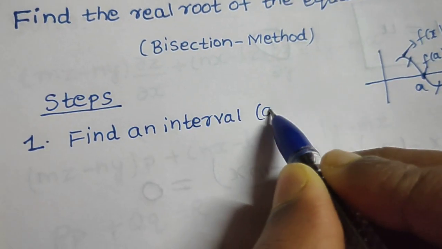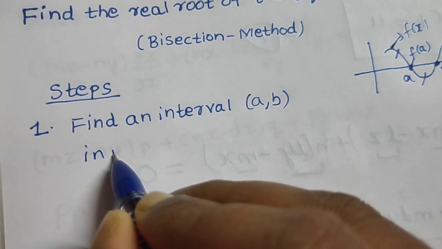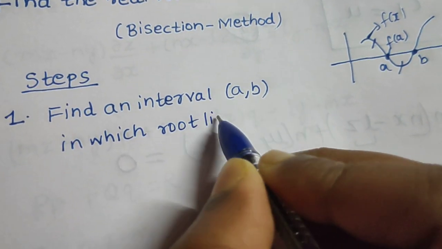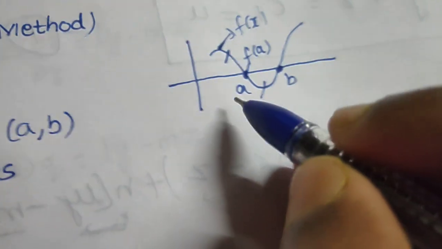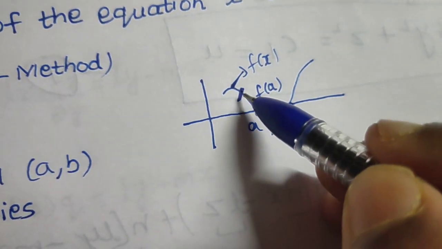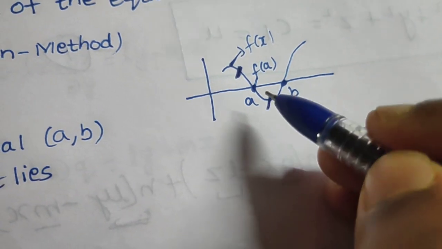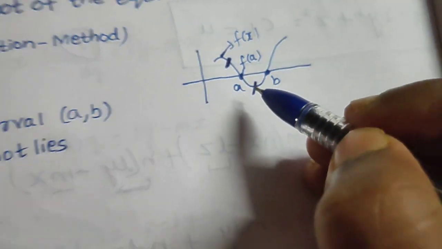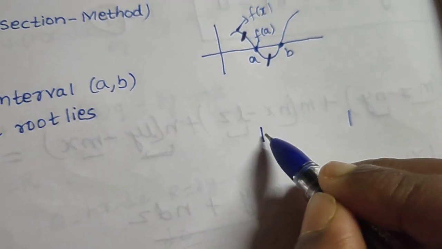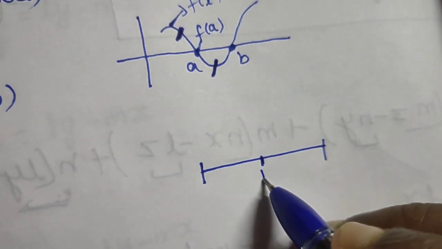Find an interval (a, b) in which the root lies, because I told you the root lies there. In this case, your interval would be, let's say you have started randomly from this point, and here you get some other point. This is the first check which you will be doing. Now if I plot this linearly, this is the case. This is where your root lies, let's say k.